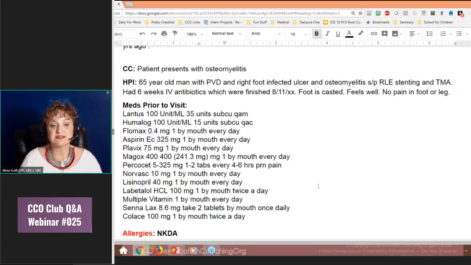And then we got Magox, Percocet for pain, because honestly, osteomyelitis is also very painful. Norvasc, do you know what Norvasc is? Lisinopril, also conditions risk adjust with lisinopril. Labetalol, multivitamin, Senna laxative and Colace. Senna and Colace are for him being constipated. So again, we've got some possibilities here that are going to allow us to risk adjust. And if they don't allow us to get a regular HCC, we may be able to collect an RX HCC. But it has to be documented or we can't pull it.